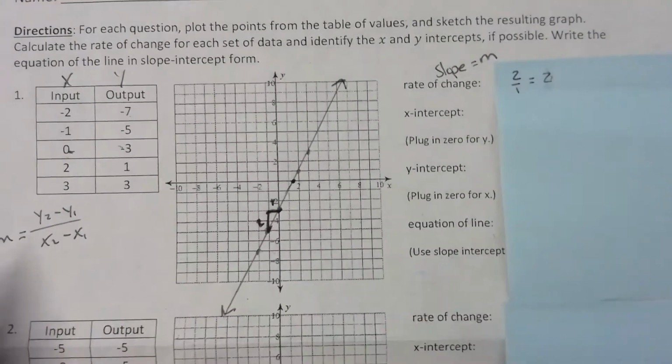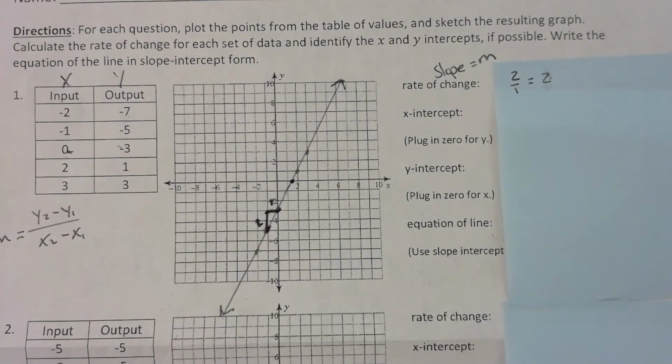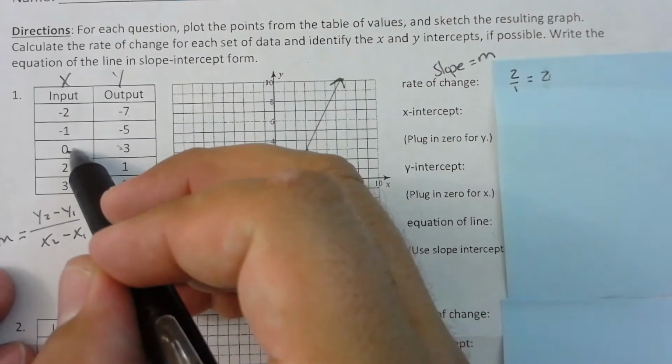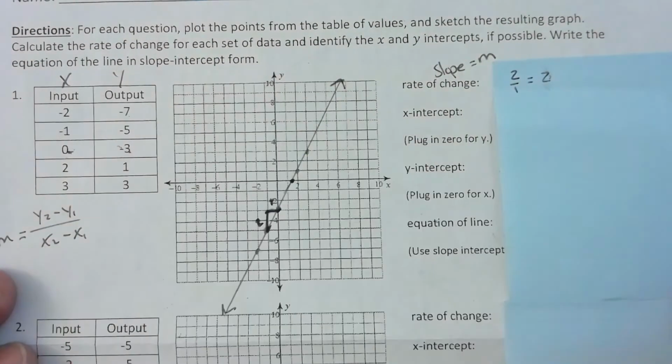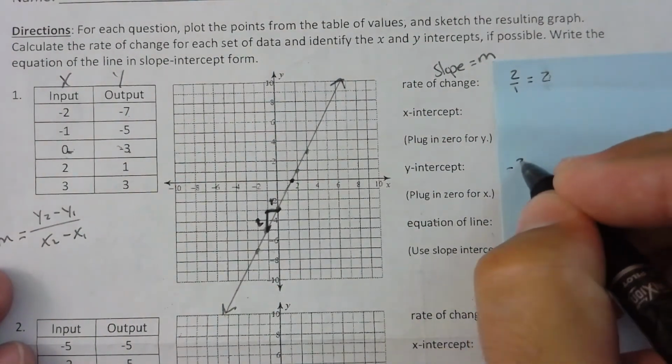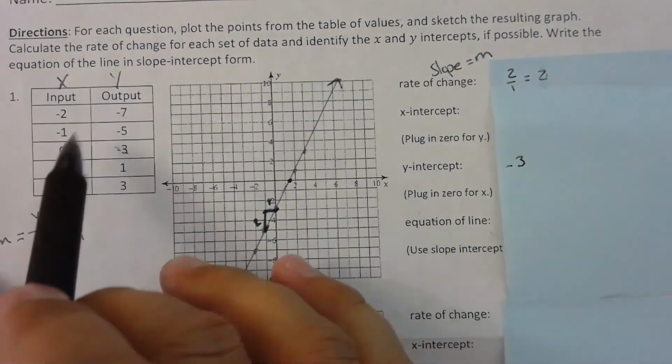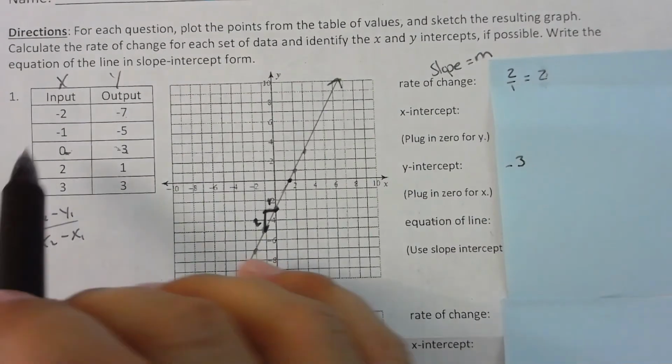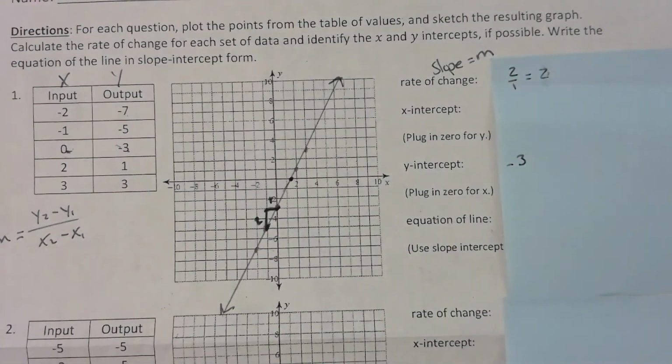So the last one is the equation of the line. The equation of the line has to look in slope-intercept form, so y equals mx plus b. Do I have my slope? Yes. Do I have my y-intercept or my b? Yes. So I can write the equation of the line. My slope is 2. My b is negative 3. There's the equation of the line.